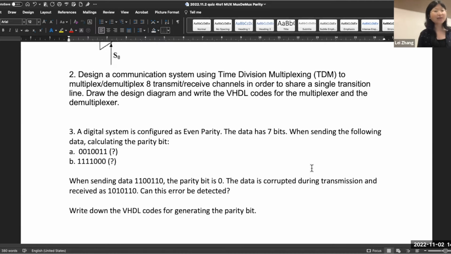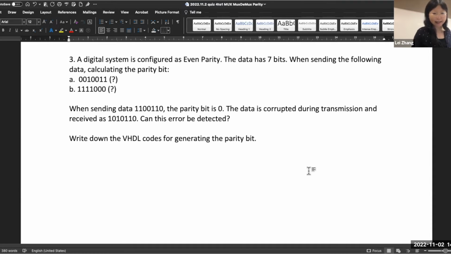So, second question: design a communication system. This is what we are using as a fundamental architecture for the common communication system using time division multiplexing. Basically it's a multiplexer design, and we will add a demultiplexer here. For the 8 channel transmitters and receivers, they have to share one communication channel or bus. So we have to have an 8 to 1 multiplexer, and then on the receiver end, a 1 to 8 demultiplexer. For this one, let's have a look at the solution.